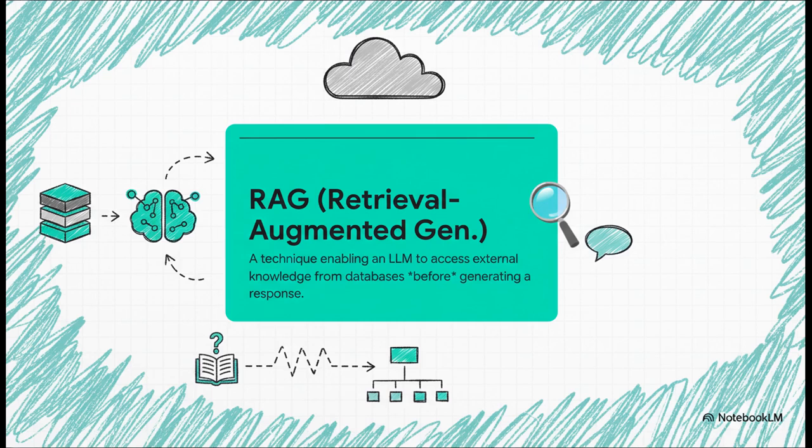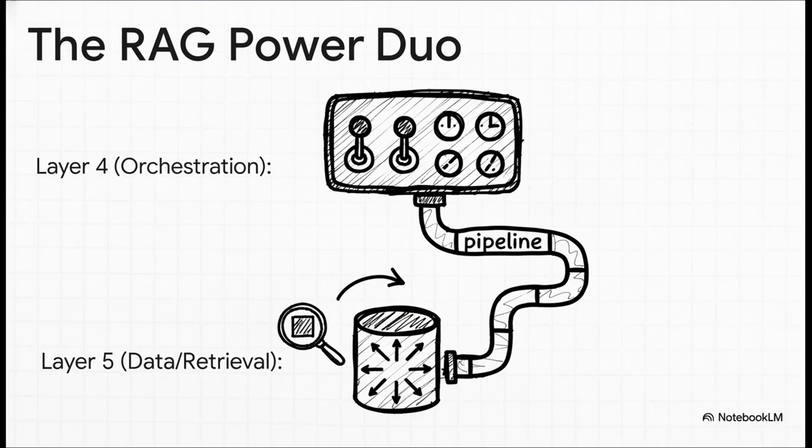RAG stands for Retrieval Augmented Generation, and the best way to think about it is like giving the AI an open book test. Instead of forcing it to rely only on what it's memorized, it gets to first look up the answer in a textbook, or search a private database, or even look on the internet. This lets it generate a way more accurate and up-to-date answer. It's a game changer.